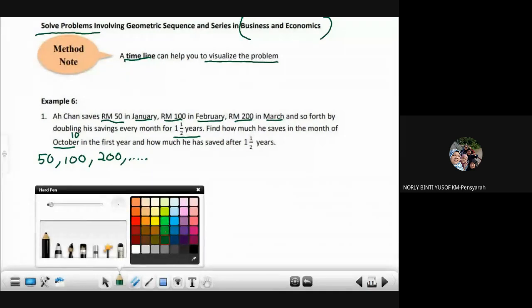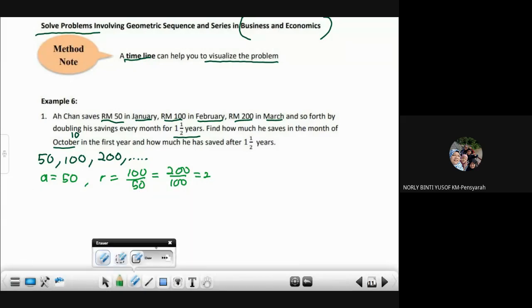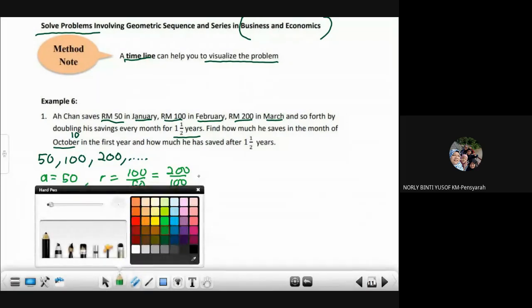So here we see A is 50. Then if you want to find D, 100 divided by 50 is 50, but 200 divided by 100 is not 50. So it's not using an arithmetic sequence. So we compare: 100 divided by 50 is 2, and 200 divided by 100 is also 2. So it is using geometric sequence solving.